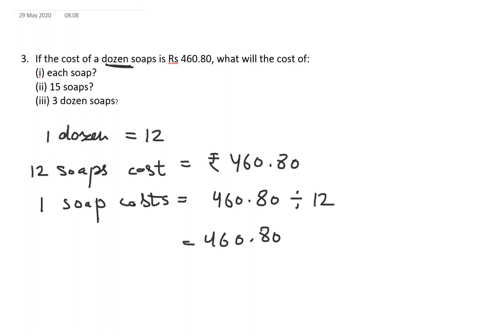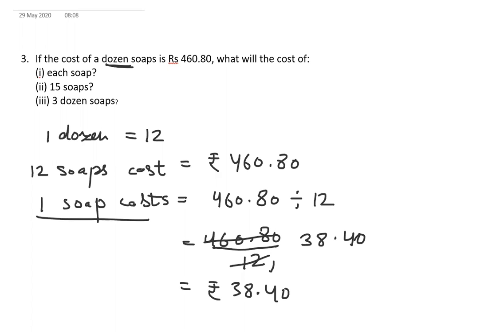So 460.80 divided by 12. 12 ones are 12. 12 threes are 36, carry 10, 12 eights are 96, carry 4, 12 fours are 48, and 0 as it is. So the answer is 38.40 rupees. This is the price of one soap.